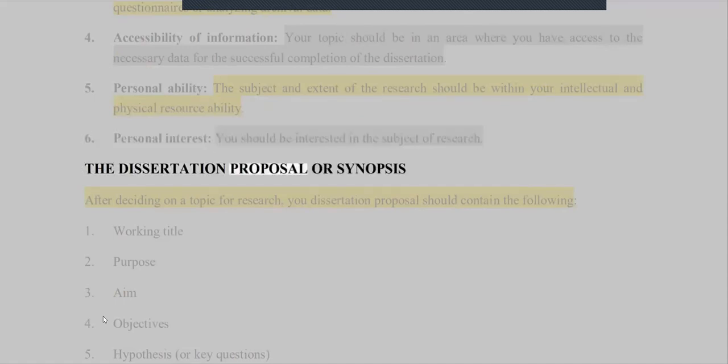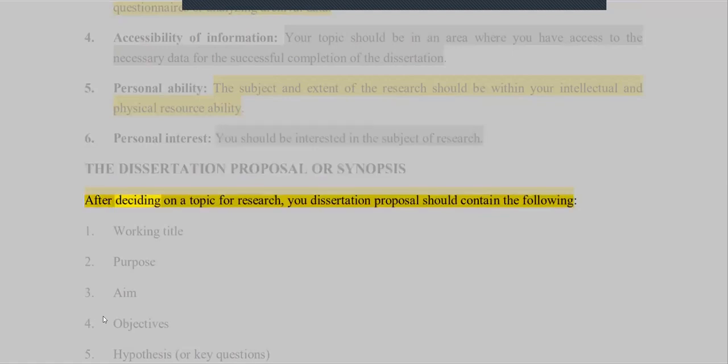The dissertation proposal or synopsis. After deciding on a topic for research, your dissertation proposal should contain the following. 1. Working title. 2. Purpose. 3. Aim. 4. Objectives. 5. Hypothesis or key questions. 6. Outline methodology. 7. Proposed contents. 8. Work plan. The extent and degree of detail for your proposal should ideally take the following into account.